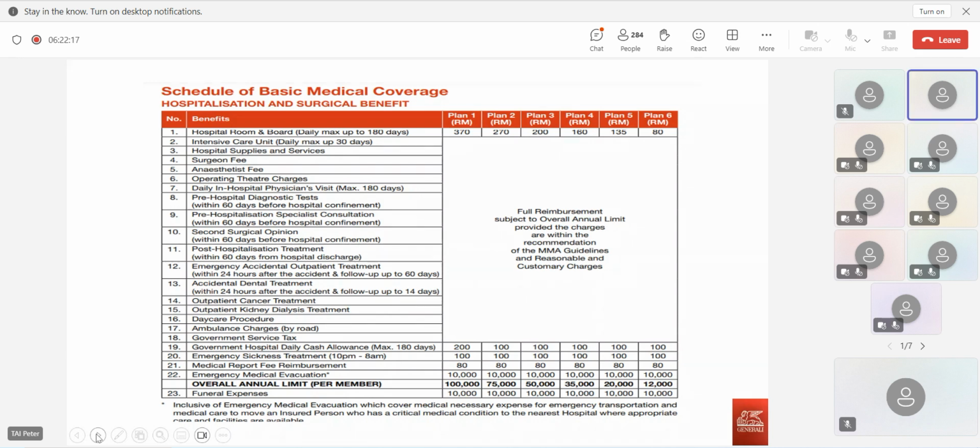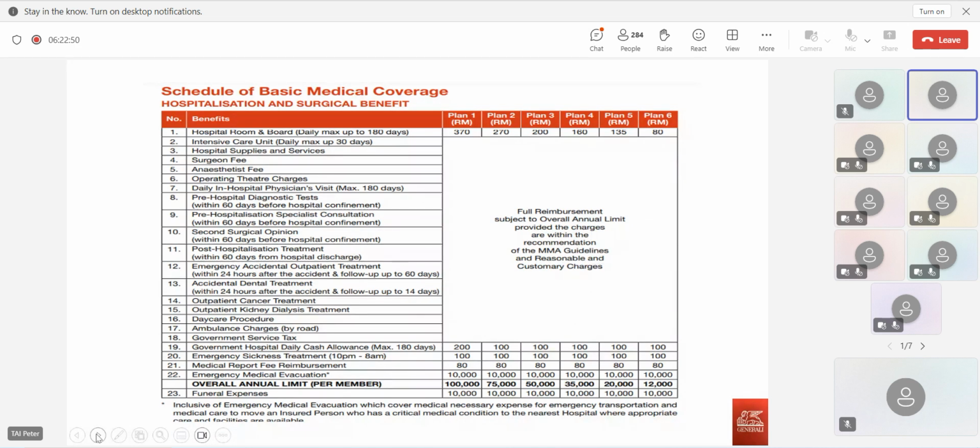These are all the 23 coverages. Okay, so I'm not going to read one by one because this is quite standard compared to everywhere else. However, one extraordinary coverage is the emergency medical evacuation. We have this 10,000 across. So whether you're plan 1 or plan 6, you can still enjoy this. Then your funeral expenses also is across the board, 10,000 for every member, regardless of the plan they buy.